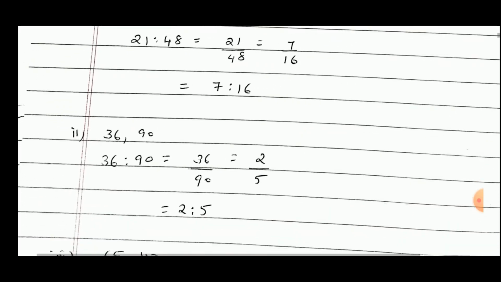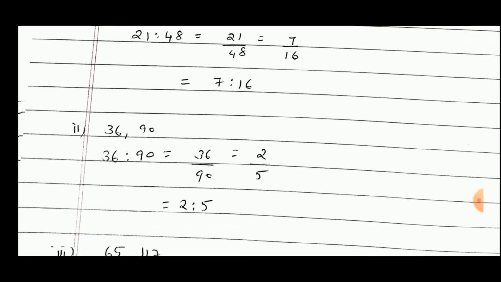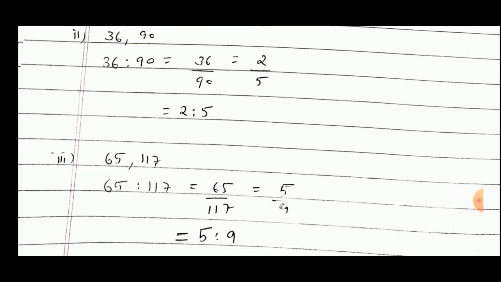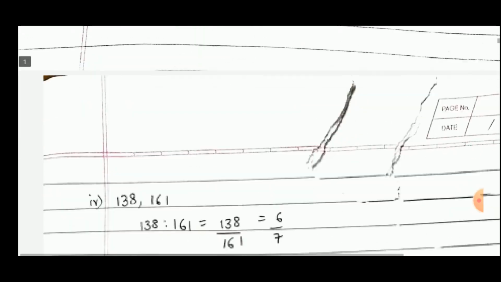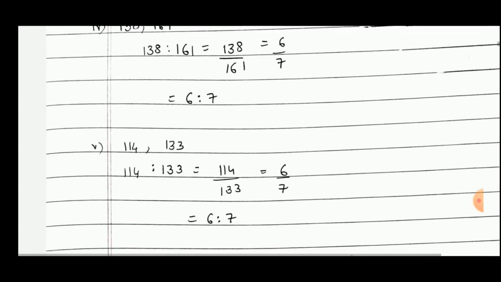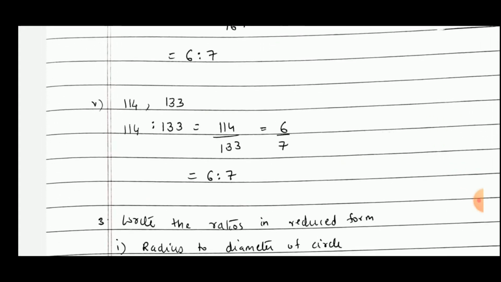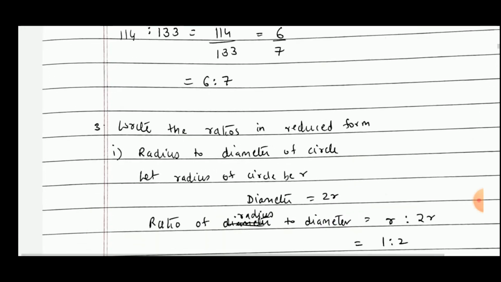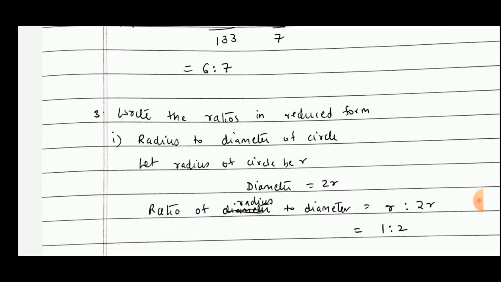Then 36 upon 90. So the common multiple is 18. 18 2s are 36, 18 5s are 90. So 2 is to 5. 65 upon 117. So 13 5s are 65, 13 9s are 117, 5 is to 9. Then 138 is to 161. 138 upon 161, that is 6 upon 7. 114 upon 133. So 114 upon 133 is equal to 6 upon 7. 6 is to 7.